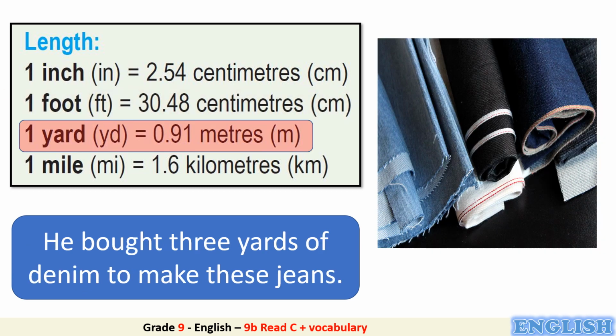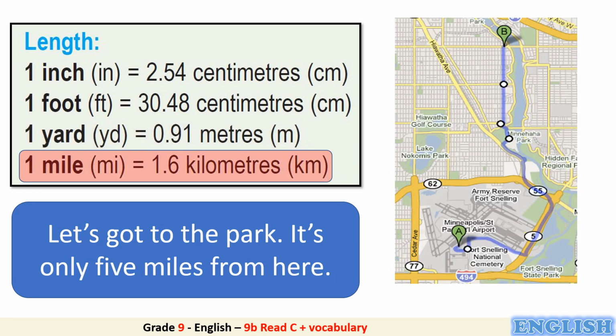Here we have the yard. 1 yard is 0.91 meters. For example, he bought 3 yards of denim to make these jeans. The last one is the mile. 1 mile equals 1.6 kilometers. For example, let's go to the park. It's only 5 miles from here.